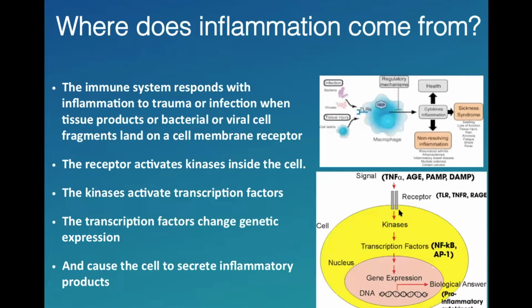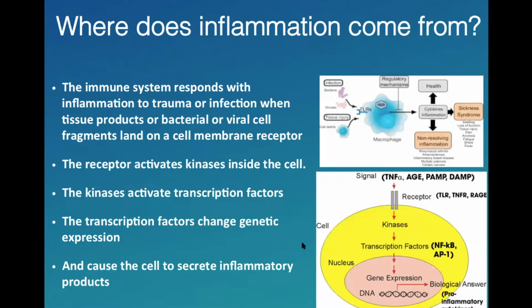Okay. So the kinases activate transcription factors. The transcription factors change genetic expression. It changes what the genes do inside the cell, and causes the cell to secrete inflammatory products. So that's where inflammation comes from. It actually is produced by specific genes in the cells in any particular organ or tissue that are programmed to secrete inflammatory products in response to certain external factors that change the way the cell operates, what it thinks about, what it is told to do by these receptors, okay?